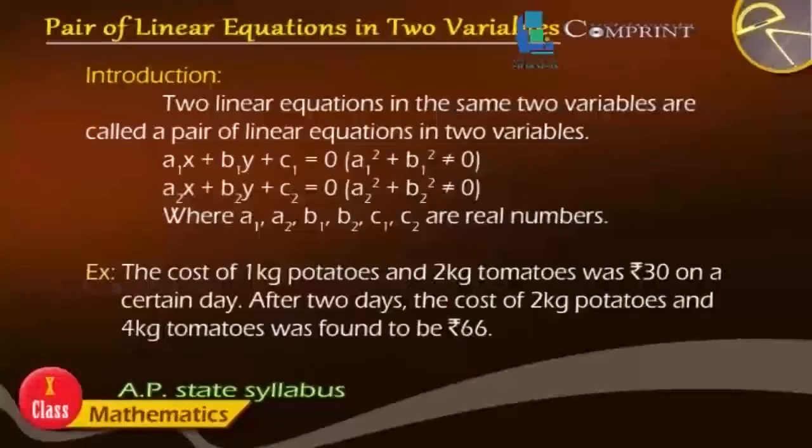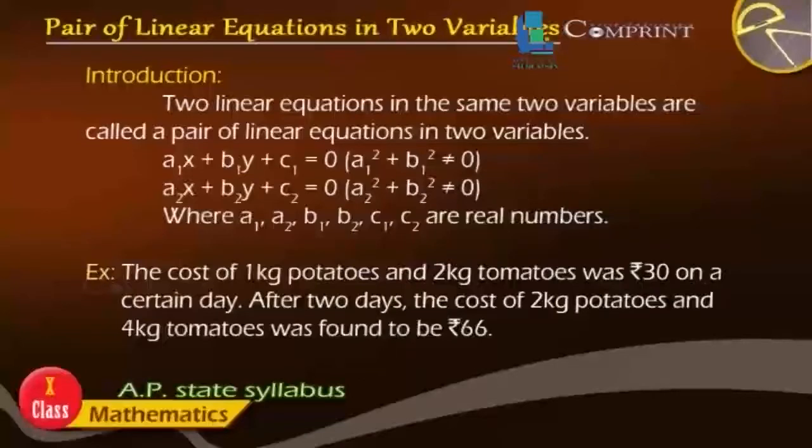Introduction. Two linear equations in the same two variables are called a pair of linear equations in two variables. a1x + b1y + c1 = 0, where a1² + b1² ≠ 0, and a2x + b2y + c2 = 0, where a2² + b2² ≠ 0. Here a1, a2, b1, b2, c1, c2 are real numbers.